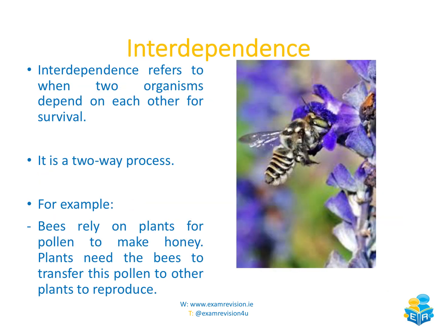Now, interdependence, really important here when we're talking about interdependence, that we always give the two sides of the story, and I'll get to that in a minute. So interdependence refers to when two organisms depend on each other for survival. It's a two-way process, and that's really important. So the example we have here at the bottom says, bees rely on plants for pollen to make honey. Plants need the bees to transfer this pollen to the other plants to reproduce.